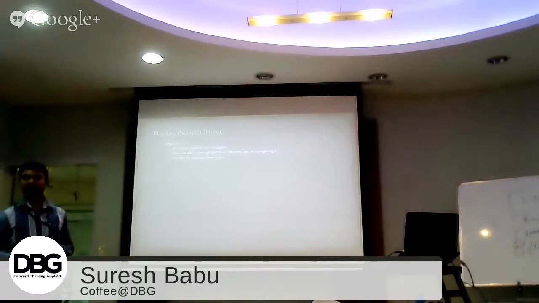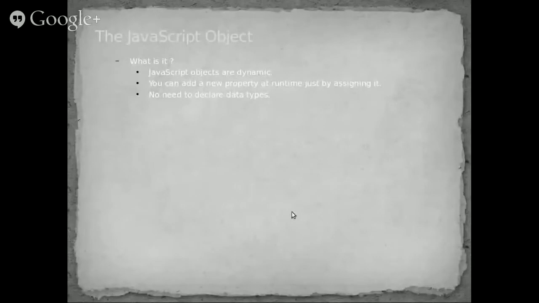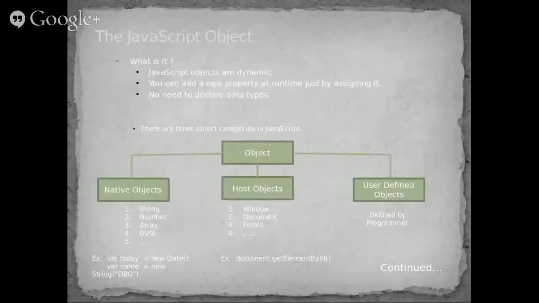Okay, there are three categories of objects in JavaScript. One is native objects, the second is host objects, and the third is user-defined objects. Native objects are derived from the base object in JavaScript, and these are string, number, math, etc. So this can be used like this. Then what is a host object? What is the difference? This is also derived from the native object. So what is the difference?